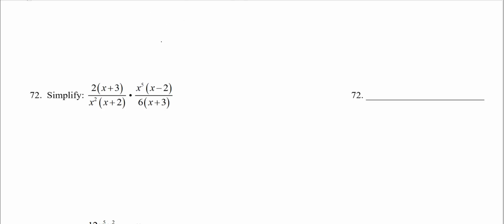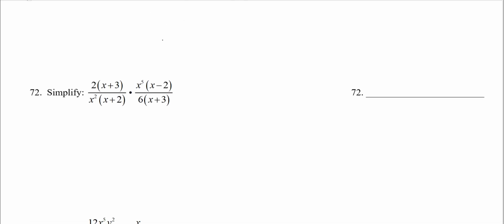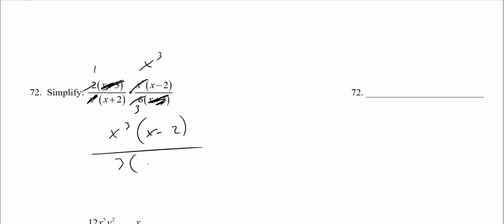Okay, the next one, everything's kind of canceled for you already, or factored for you, which is really nice. So the x plus 3s are gone. And if I put everything together now, you can cancel the x's if you want. Watch this. I have x to the 5th, I have x squared, so that becomes x cubed. And that cancels, right? The top one wins by 3. And the 2 over 6 is 1/3. So basically what you have is x cubed times x minus 2 over 3 times x plus 2. That's your answer.